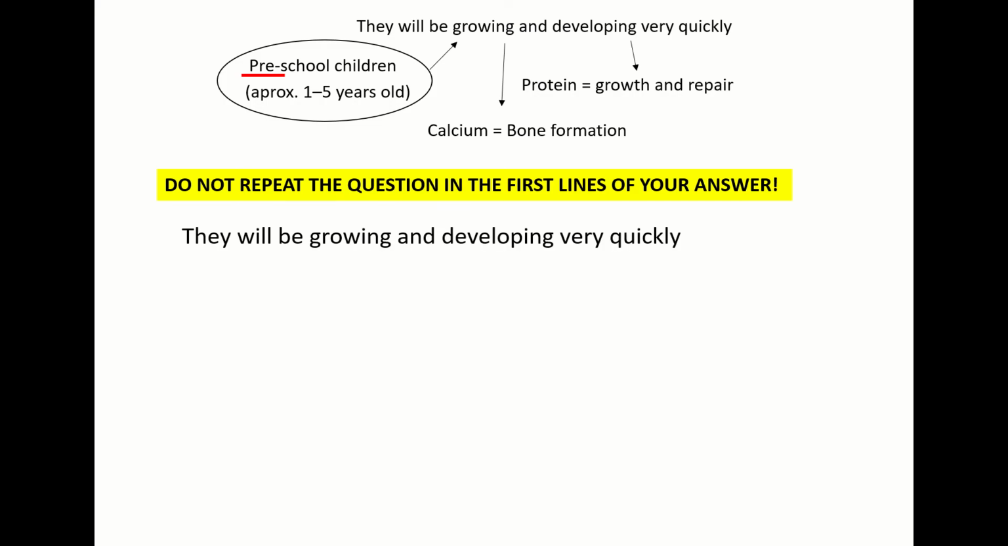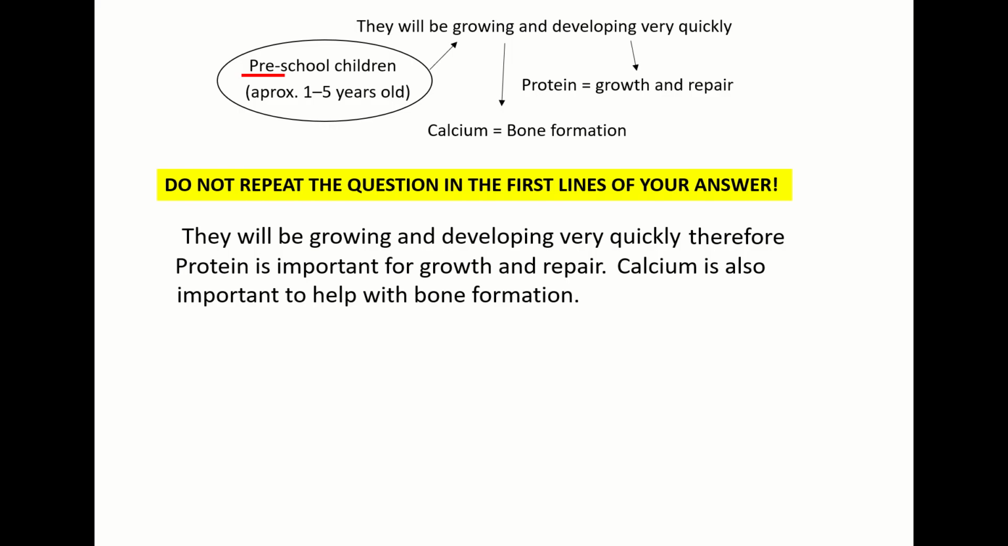They will be growing and developing very quickly. You can see I've got that on my mind map. I have translated that directly in a sentence, like so. Therefore, protein is important for growth and repair. Again, I've taken the next one off my mind map and written it as a short, quick sentence. Calcium is also important to help with bone formation.